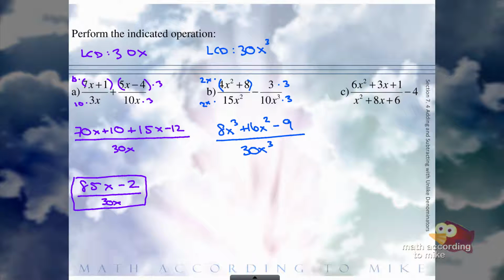Part C. The denominator of the first fraction, x squared plus 8x plus 6, doesn't actually factor using integers. However, that part's not important because notice the second denominator is just a 1, which means I need to multiply top and bottom of the second fraction by x squared plus 8x plus 6 to make a common denominator.